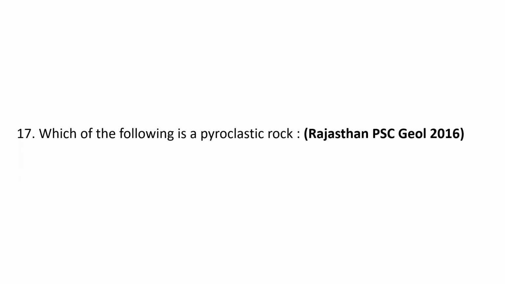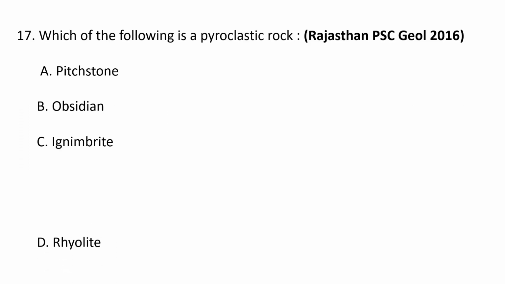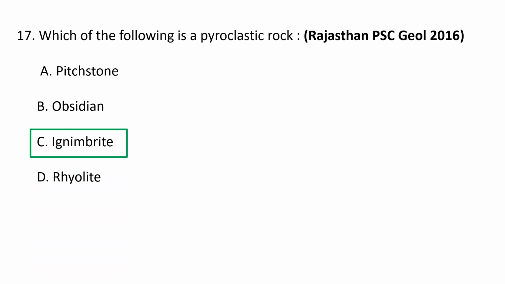Next question. Which of the following is a pyroclastic rock? A. Pitchstone, B. Obsidian, C. Ignimbrite, and D. Rhyolite. So the correct option is C. Ignimbrite is a welded pyroclastic rock which contains abundant flattened juvenile clasts which were originally pumice, and the flattened clasts in ignimbrites are termed fiamme, and they range from lapilli size, that means less than 2 millimeters, to block size, that is greater than 64 millimeters. The layered texture produced by fiamme is termed a eutaxitic texture. So ignimbrite is a pyroclastic rock. C is the correct option.